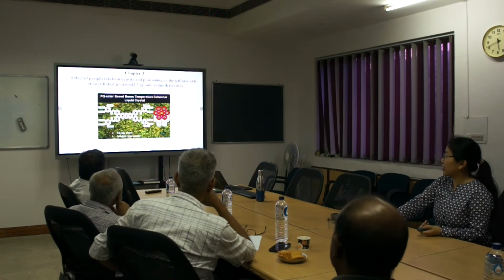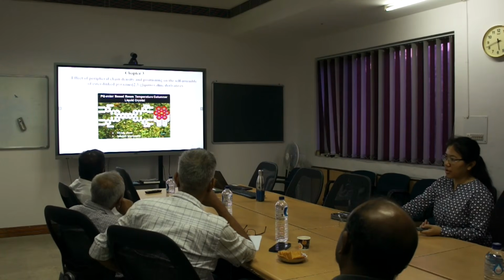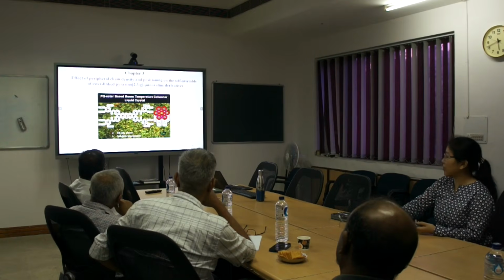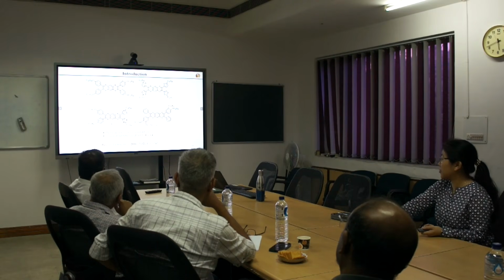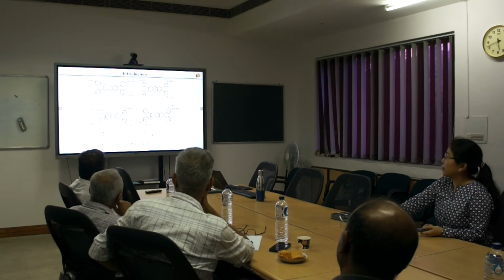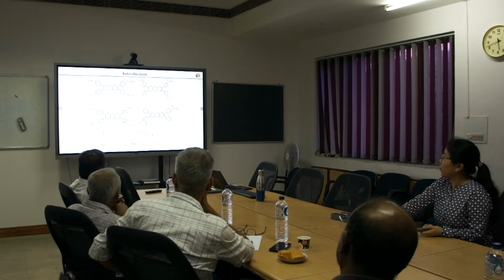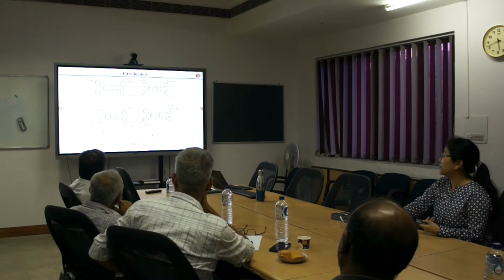In this chapter, we look at the effect of peripheral chain density and positioning on the self-assembly of the pyrazino-phenanthrene derivatives. With the incorporation of this pyrazino-phenanthrene core, we expect the mesophase width to increase and also the hole mobility to increase. Here are some already reported pyrazino-phenanthrene cores. Compounds 1 and 4 were reported to show liquid crystalline behavior, whereas 2 and 3 did not. So the attachment of the alkoxy chain in compounds 1 and 4 could be important in bringing about liquid crystalline behavior in these compounds.